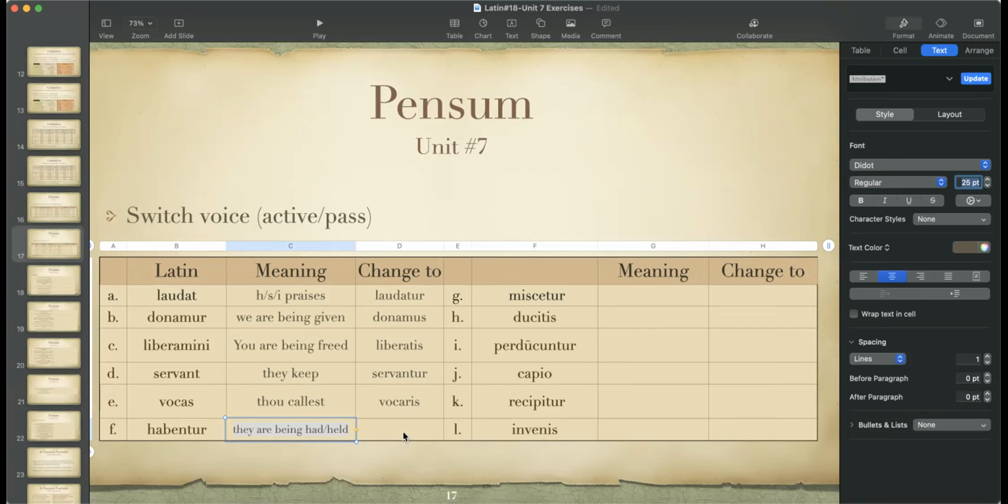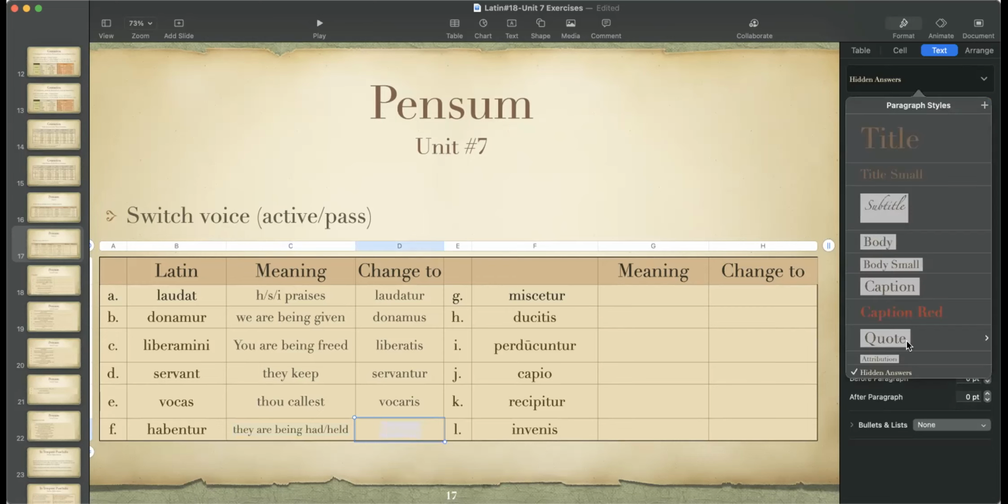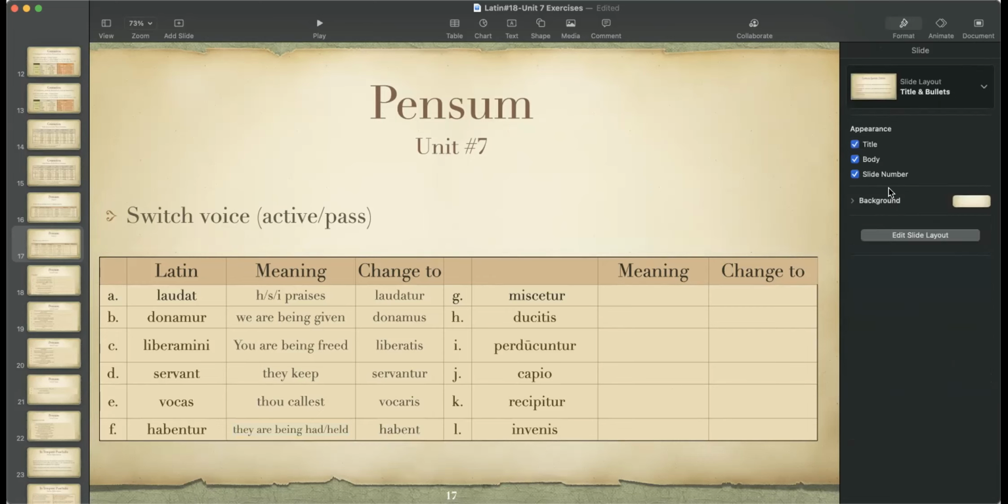Anyway, habentur. So habent. Habent. All right.